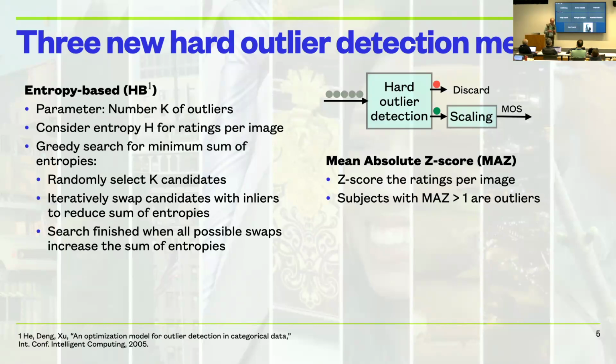So per image, we calculate the z-score. An image has a MOS, and then a distribution, and we can look at the z-score. So we replace the original ratings by the z-score, and then subjects with a mean absolute z-score above 1 will be rejected. Very simple, very fast, extremely simple. The most simple method of all.